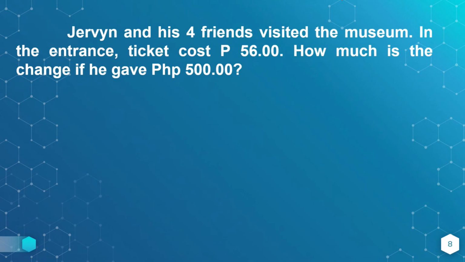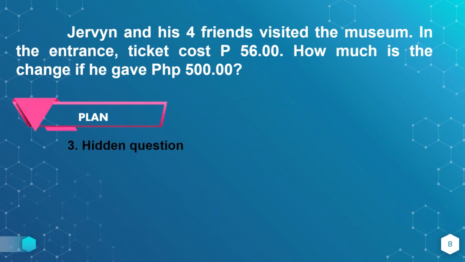The next step is to plan. So this problem will be having 2 or more operations. So that means meron tayong hidden question. So what is the hidden question for this problem? That is the total cost of the tickets. That question will be answered first before you answer the question how much change if he gave 500 pesos.